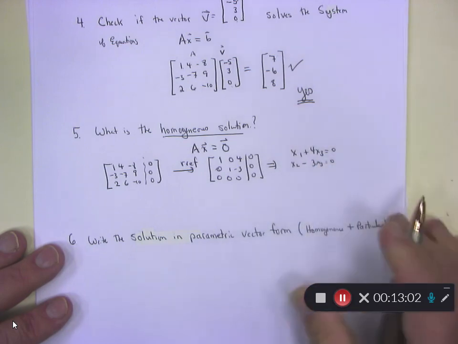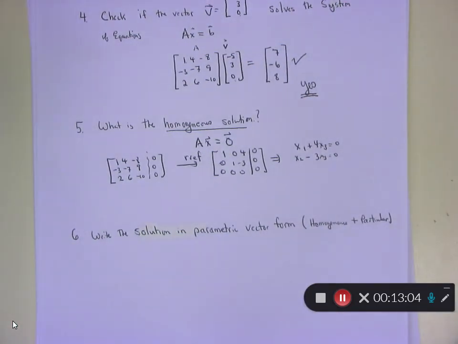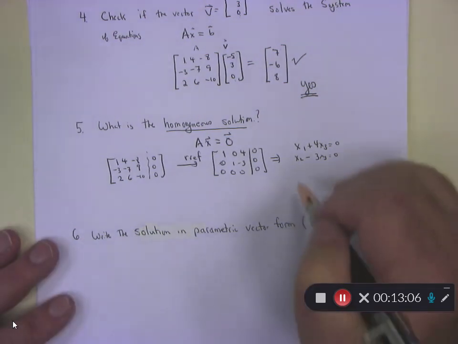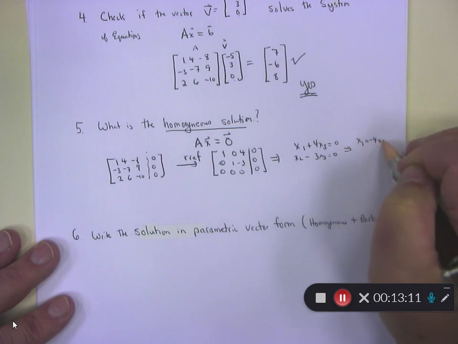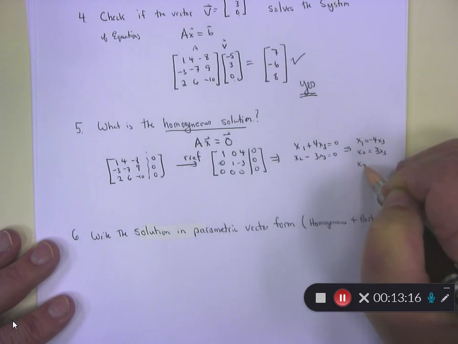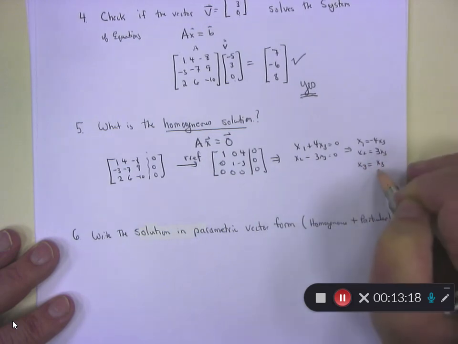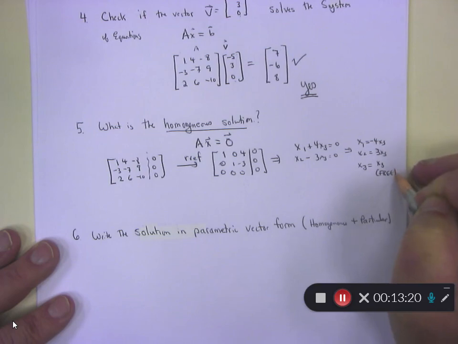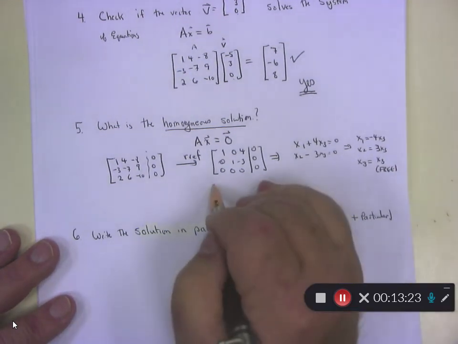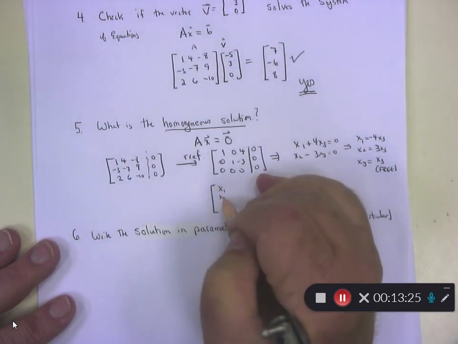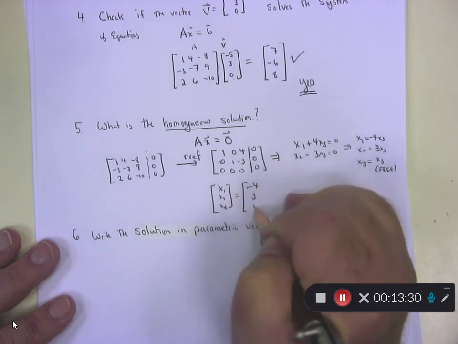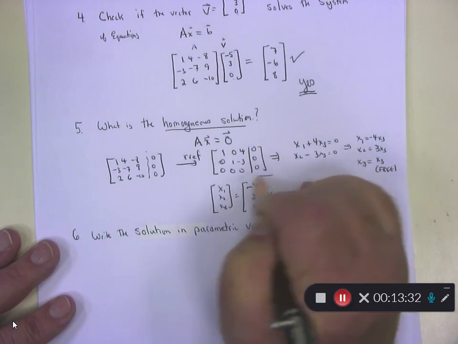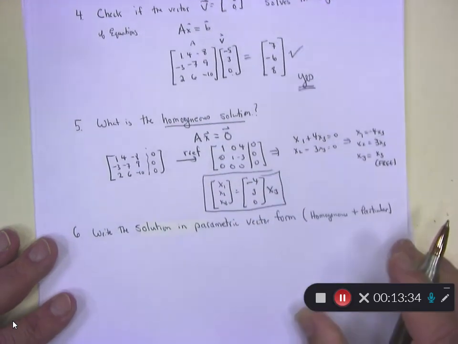x2 minus 3x3 equals 0. If we write the answer in parametric vector form, what do we get? We end up getting x1 is equal to negative 4x3, x2 is equal to a positive 3x3, and x3 equals who? x3, because that is your free variable, right? So as a parametric vector form, you get x1, x2, x3 is equal to negative 4, 3, 0 times x3. That is the homogeneous equation.